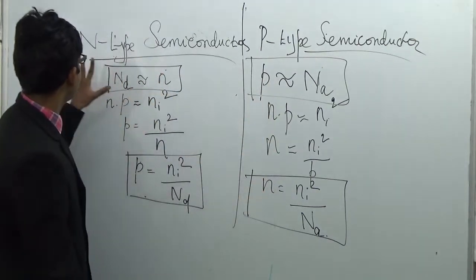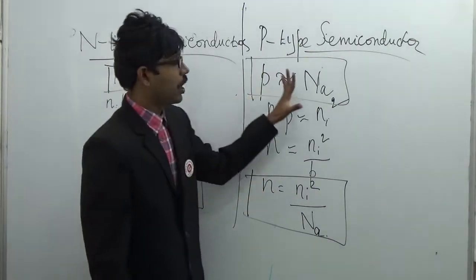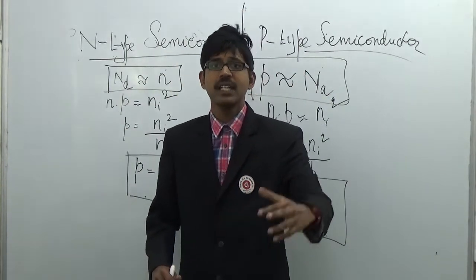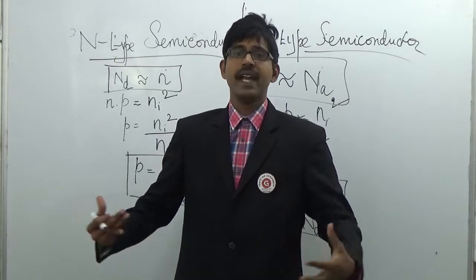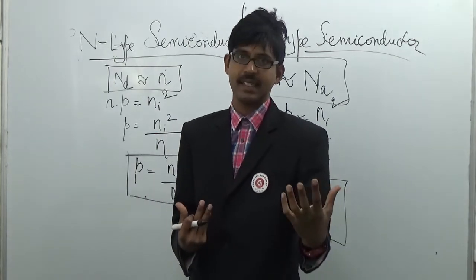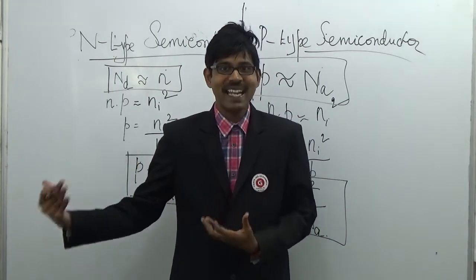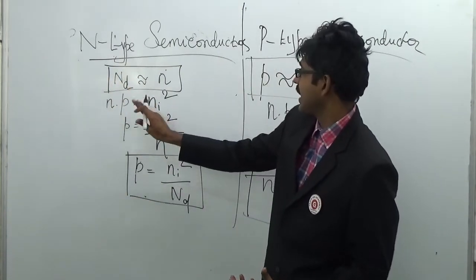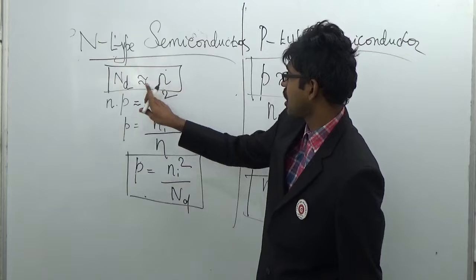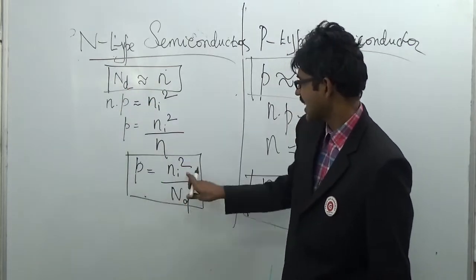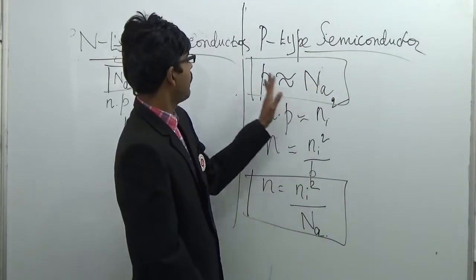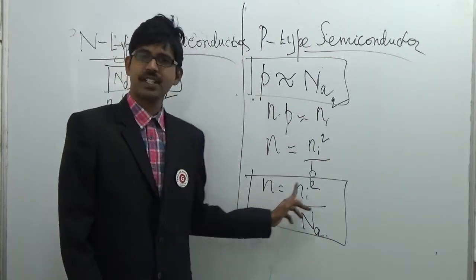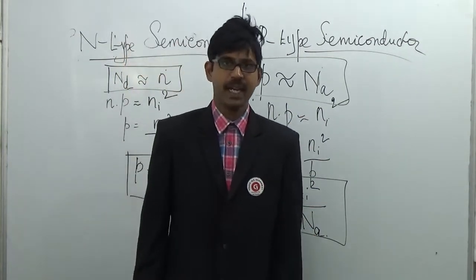So be it an N-type semiconductor or a P-type semiconductor, you must be in a position to find out N and P, to find out the number of holes present in the semiconductor and the number of electrons present in the semiconductor. Okay, so having given an N-type semiconductor, the number of electrons is Nd, number of holes is Ni square by Nd. Having given a p-type semiconductor, number of holes is Na, number of electrons is Ni square divided by Na.